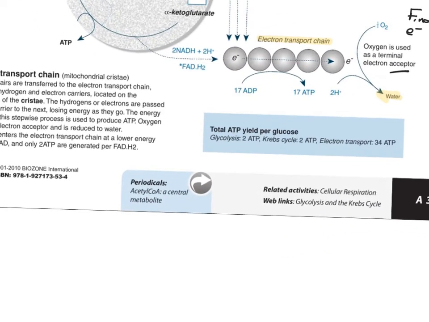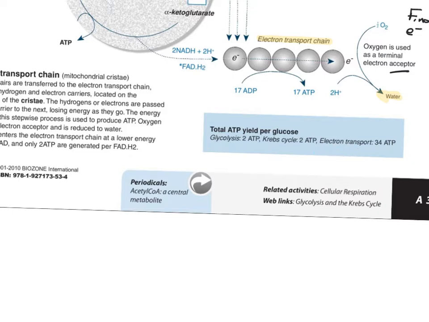By the way, if you want to know the totals from cellular respiration, the electron transport chain makes 34 ATP. Krebs cycle, only 2. Glycolysis, 2. Go ahead and know that. 34 ATP from the electron transport chain, 2 from the Krebs cycle, and 2 from glycolysis. Obviously, the most ATP is made where?